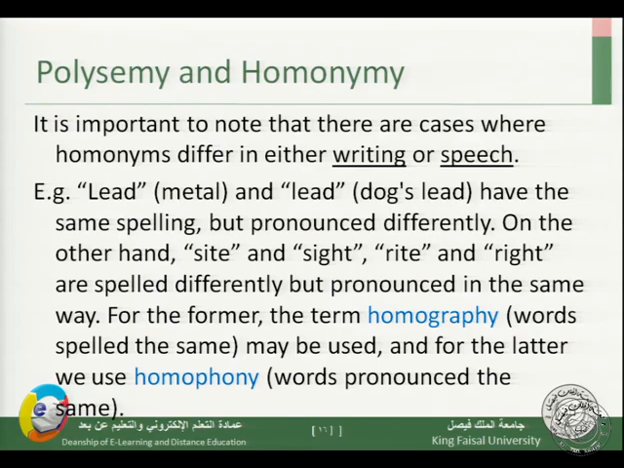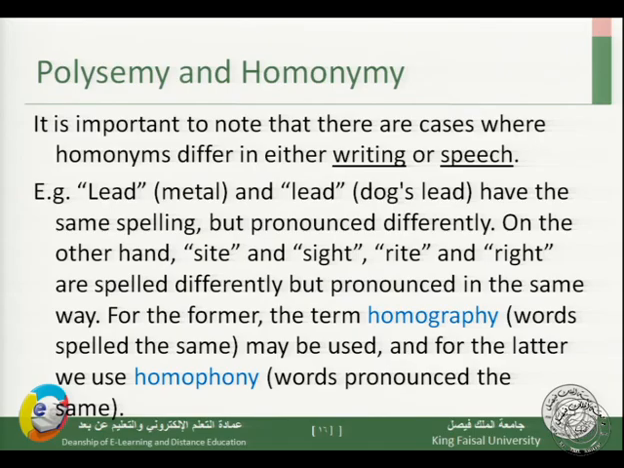So as I said, we have specific terms that we can use for these examples. For the former two examples, lead and lead, we use the term homography. Homography, okay, from graph, to write. Graph is related to writing. So homography refers to words that are spelled the same, or written the same. It is a term that we use for examples like lead and lead.